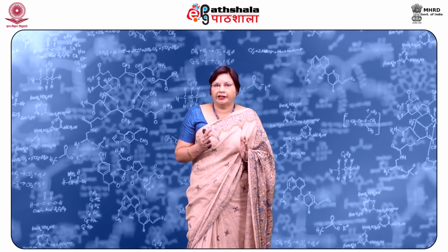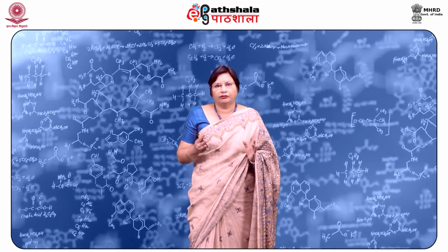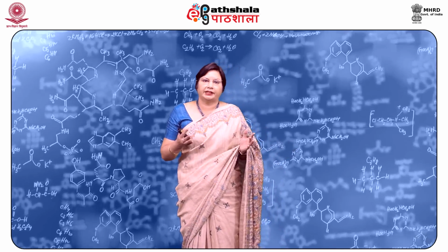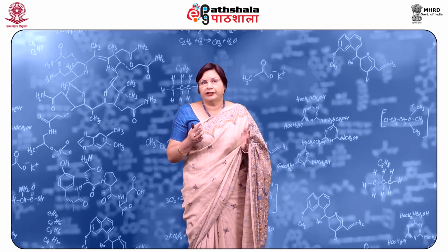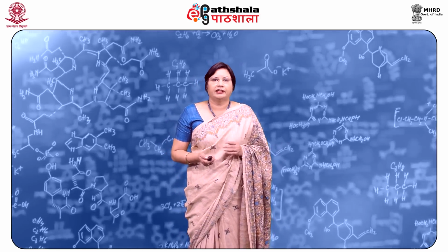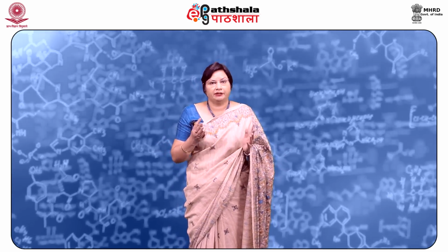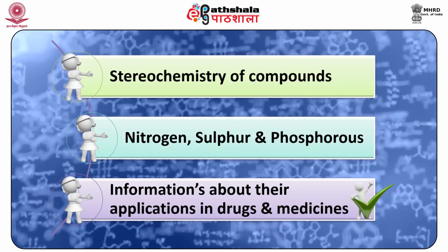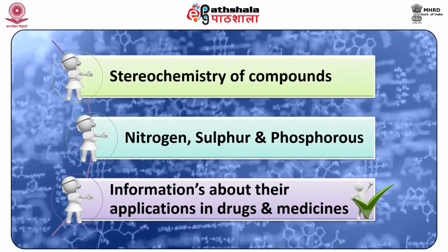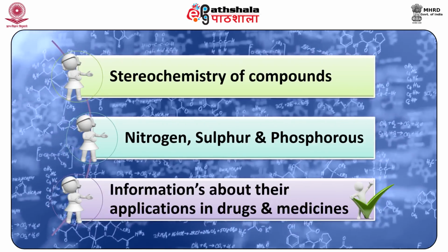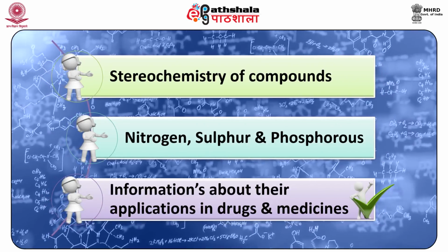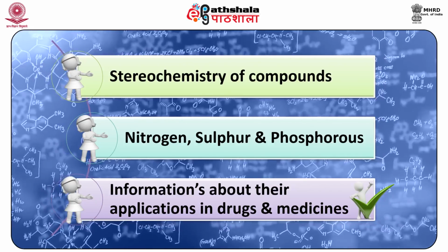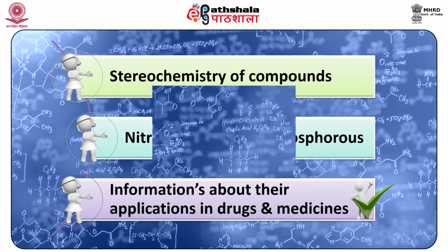Any compound containing an atom like carbon, nitrogen, phosphorus and sulphur, if it forms a tetrahedral structure with 4 groups attached to it, and if all 4 groups are different, will exhibit stereochemical behavior that we knew. And we further studied how this can be extended to the stereochemistry of compounds containing nitrogen, sulphur and phosphorus, but in these cases we get interesting and useful information about their application in drugs and medicines.